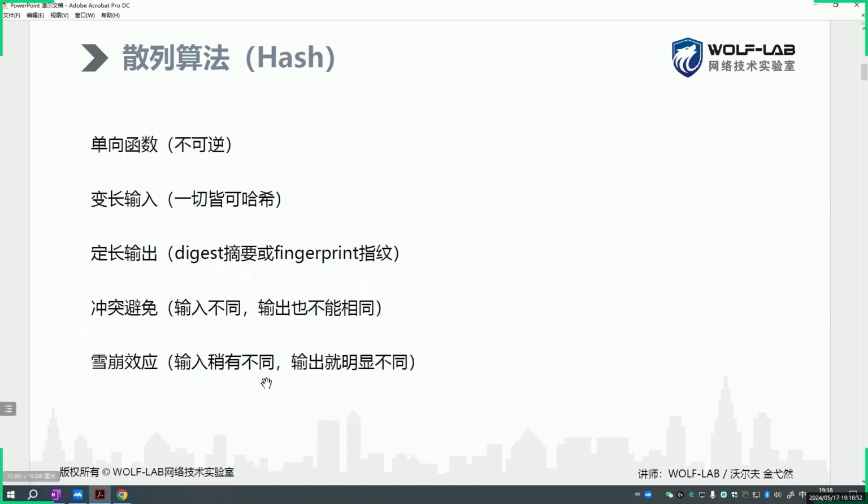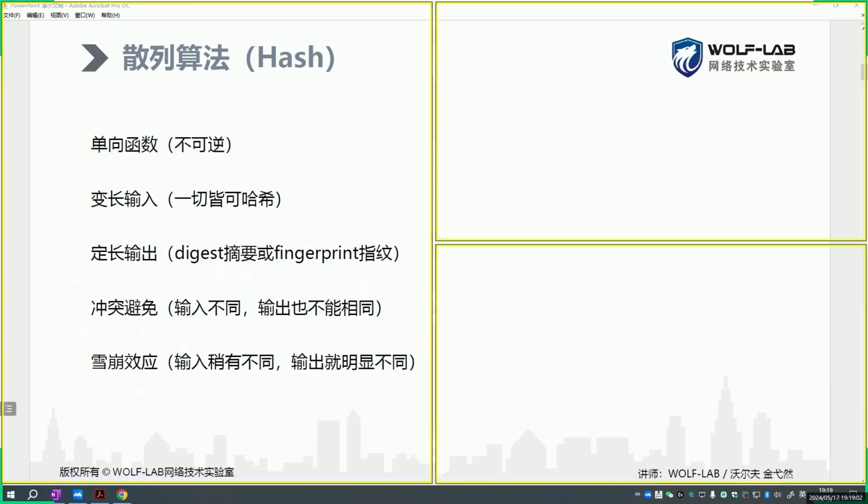Another feature is called the avalanche effect, which means even a slight difference in input leads to a significantly different output. Another point is that I have a small software here, which is used for calculating hashes, just a small piece of software I found online.